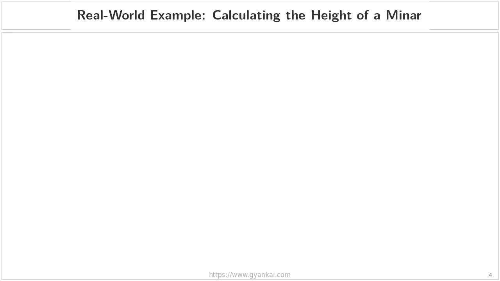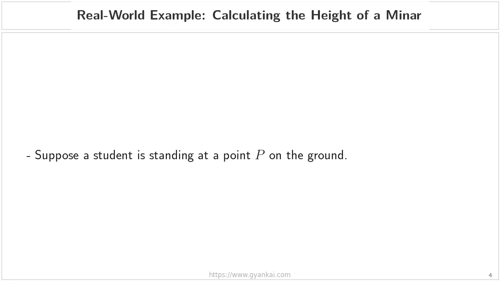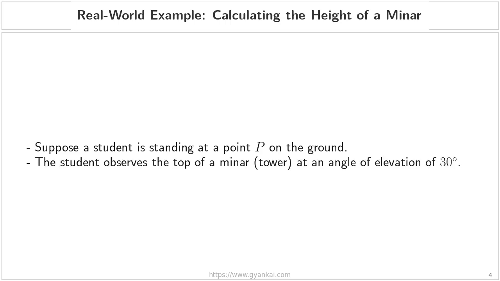Real-world example, calculating the height of a Minar. Now that we understand the theory behind the angle of elevation, let's put it into practice with a concrete example. Imagine a scenario where a student is standing at a specific point on the ground, which we will label as point P. From this position, the student looks up at the top of a Minar, or a tower, and notices that the angle of elevation is 30 degrees.